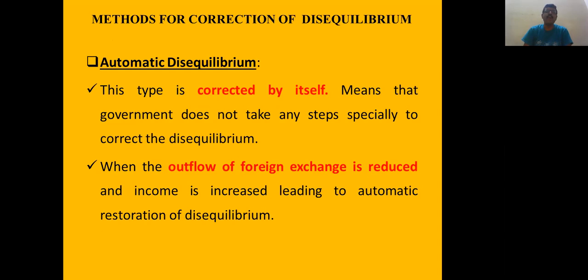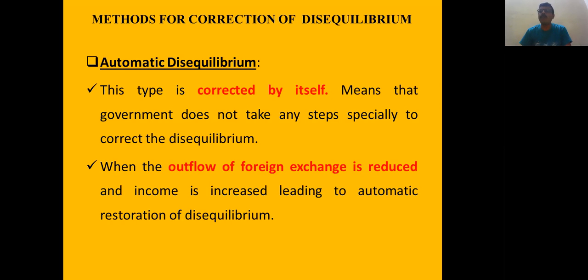Sometimes automatic disequilibrium may happen. What do you mean by automatic disequilibrium? The disequilibrium will be corrected by itself. For example, imports of capital goods cause a disequilibrium. If this is good, what happens? Industries will flourish and exports will increase and the disequilibrium will be automatically rectified. No steps are taken by the government to correct the disequilibrium, but the disequilibrium is corrected by itself.